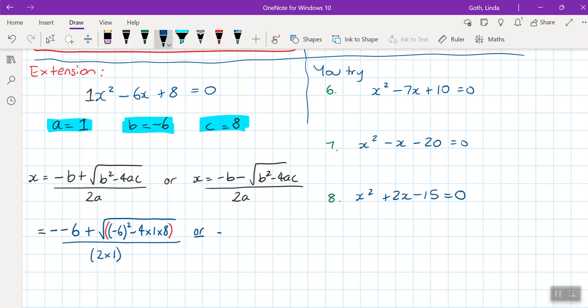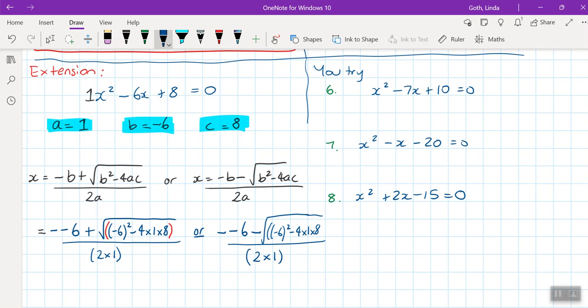Or we're going to have minus 6 again. Take away the square root. That's meant to be a square root sign. Of minus 6 squared minus 4 times 1 times 8 all over 2 times 1.